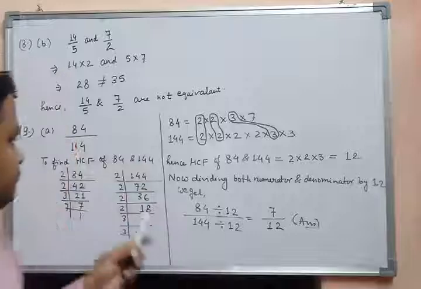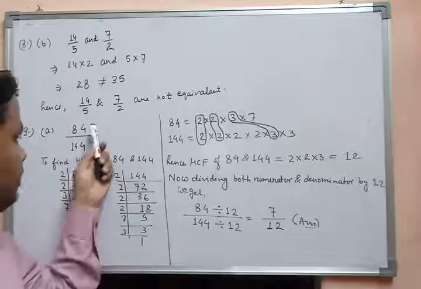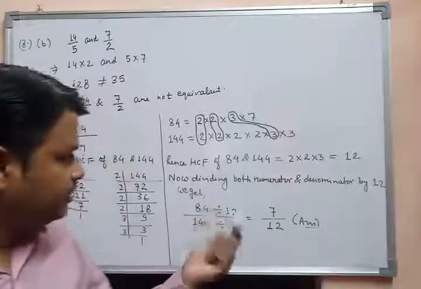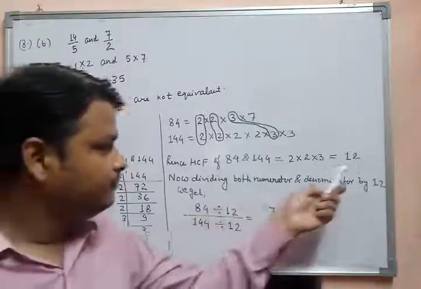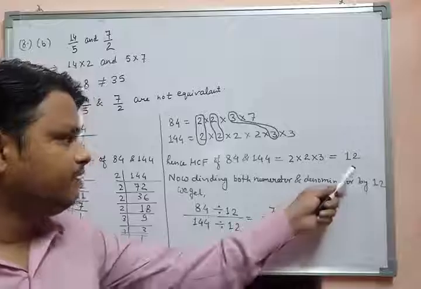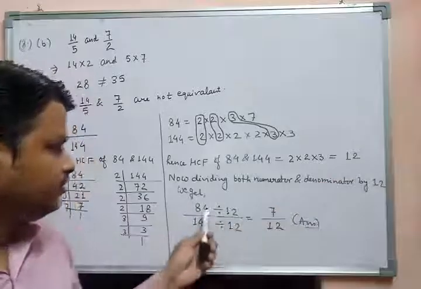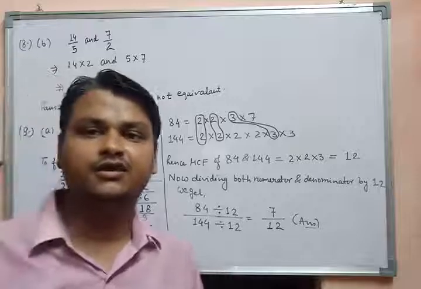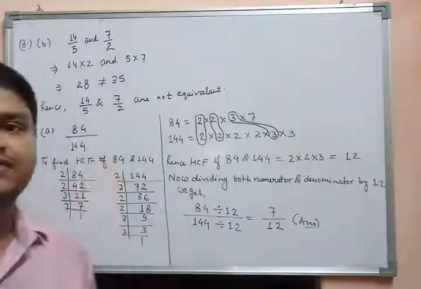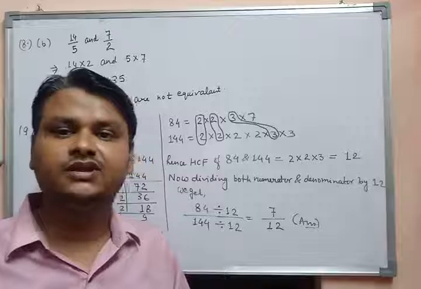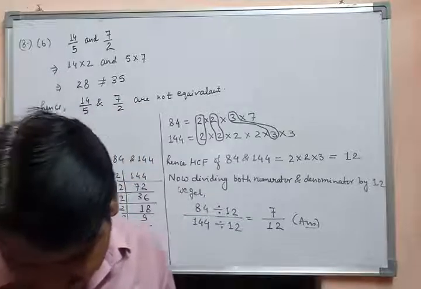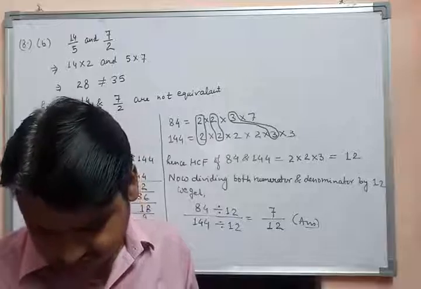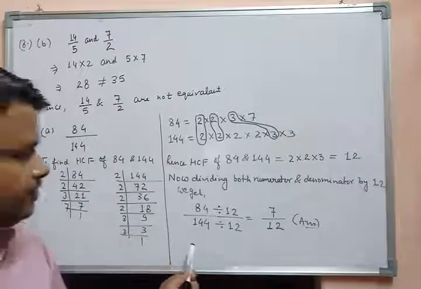After that you have to find the HCF of the numerator and denominator, and in the next step, after finding the HCF, you have to divide both the numerator and denominator by this HCF. Then you will get the standard rational number of this rational number. Okay, so follow these steps. You have to find the standard rational number of the remaining parts B and C.